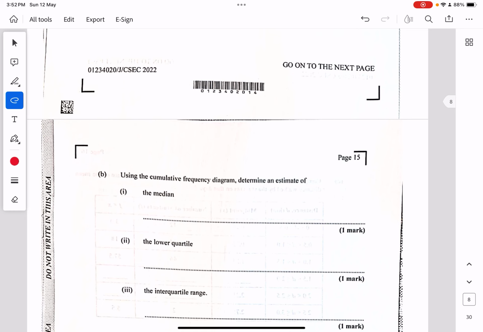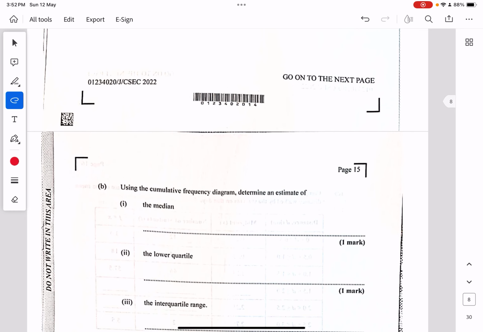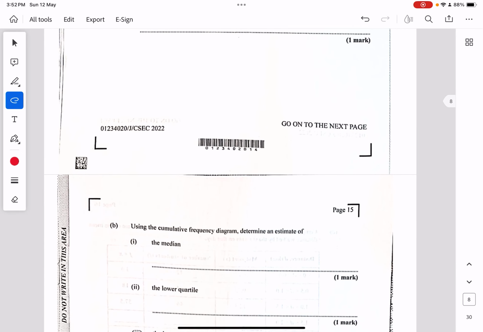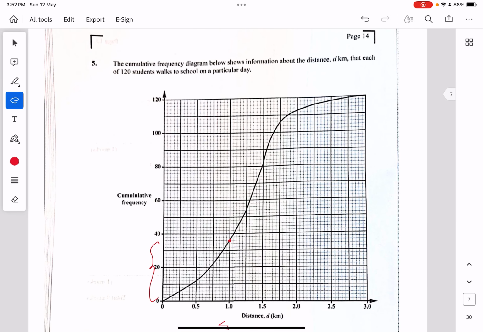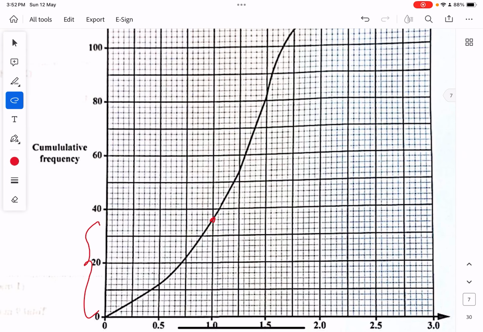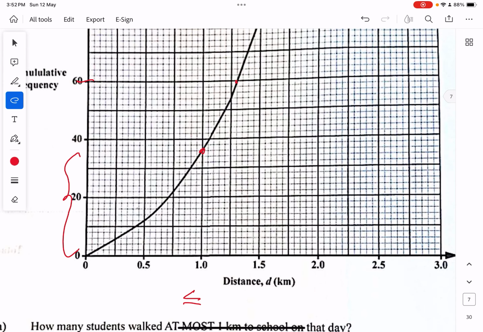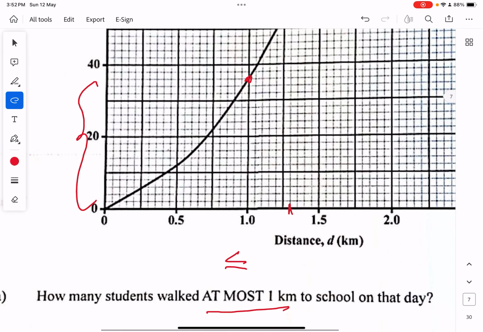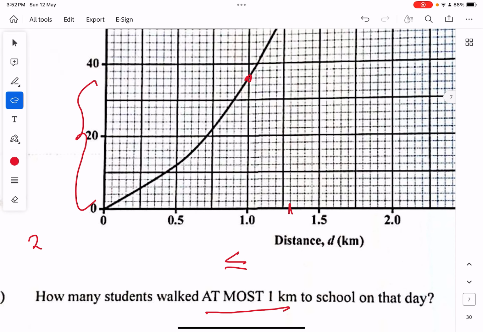Using the cumulative frequency curve, we can determine an estimate of the median, so we know how to do that. For the median, again, we find half of it, which is going to be 60. Come over to your curve at this point and read off the value that is going to be here, right? So we need to figure out our scale. 2 cm equals 0.5 kilometers. So we've got 2 cm being equal to 0.5 kilometers on our x-axis.